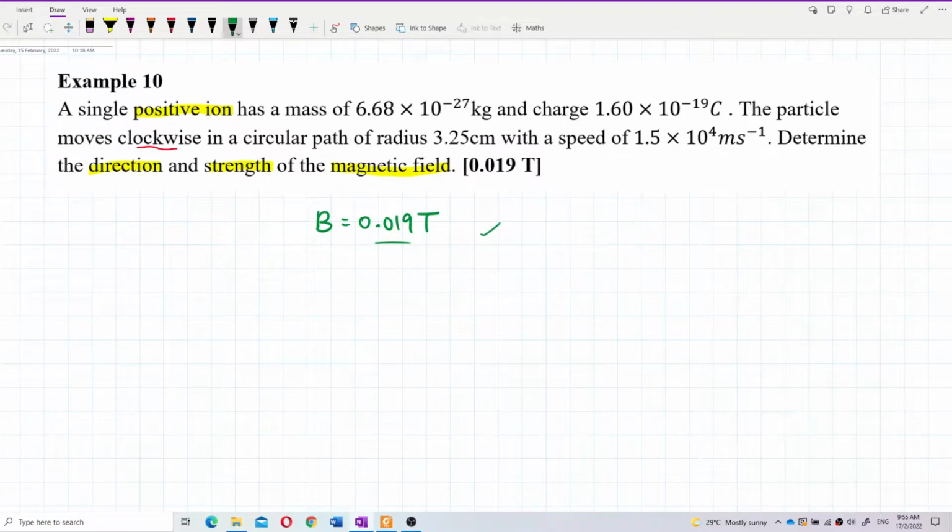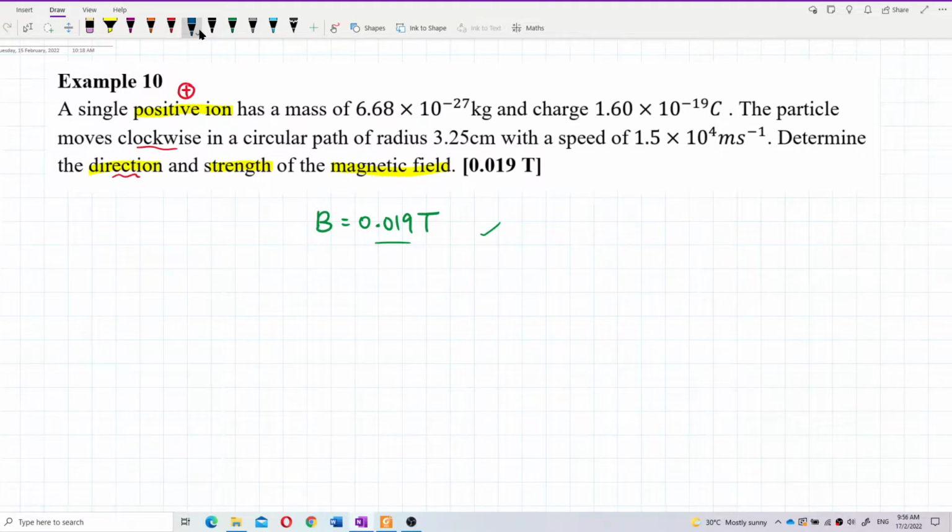Refer to the previous video for the magnitude. In this video I want to emphasize the direction. So this is a positive ion instead of a negative ion like last time. What do you think will be the direction of the magnetic field? Let me draw it out below first. It is a positive ion.